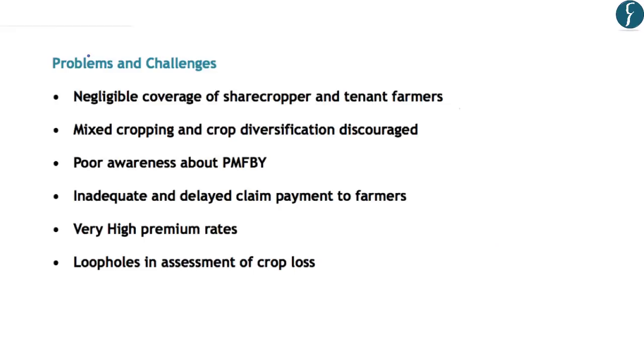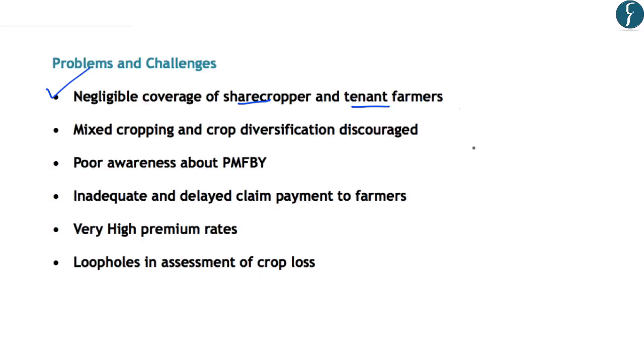Now, regarding the problems and challenges in the implementation of Pradhan Mantri Fasal Bima Yojana, the first one includes the negligible coverage of sharecroppers and the tenant farmers. Now, these sharecroppers and tenant farmers are included in this scheme. However, when it comes to implementation, these farmers, that is the sharecroppers and the tenant farmers, are not getting benefits from the insurance scheme.